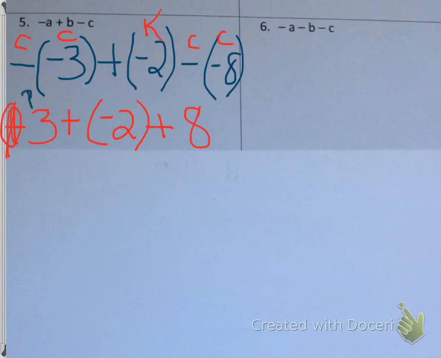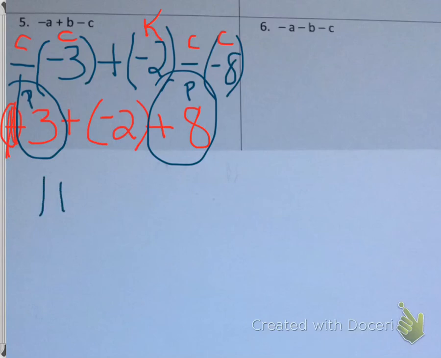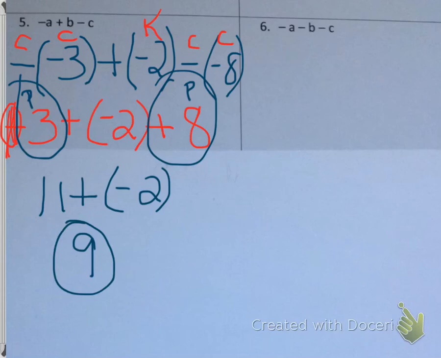Okay, so now from here, you can look at your numbers and determine, I have a positive 3 and a positive 8. I'm going to add those together first. Collect your positives. So 8 plus 3 is 11. And then we're going to add a negative 2 to that, which would give me a 9. And that would be a positive 9 because 11 is the bigger number, and 11 is positive. Okay, that one's a tricky one.